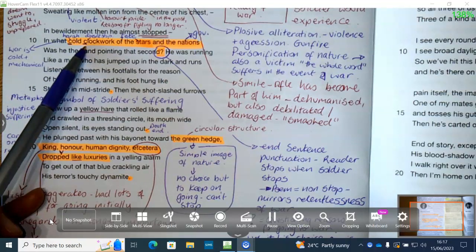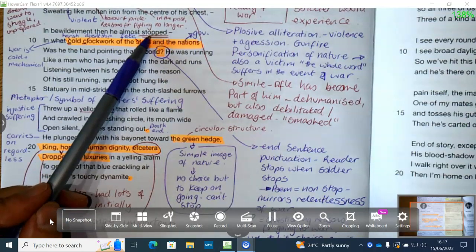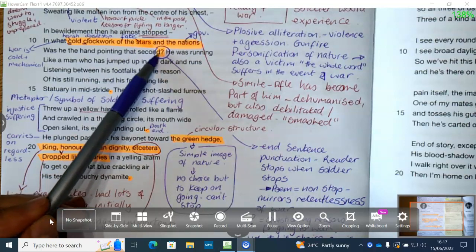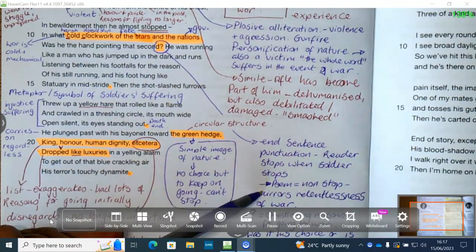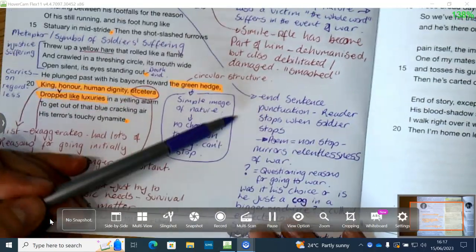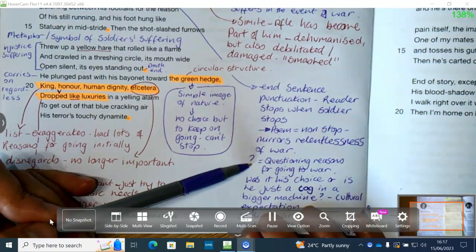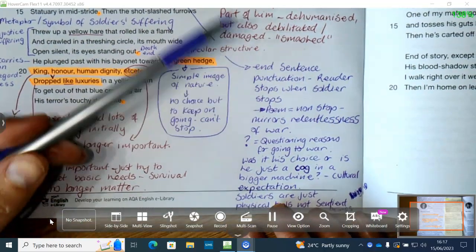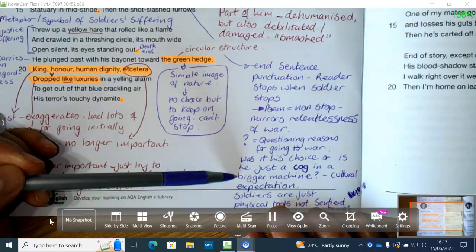Okay, he's never really stopped maybe to think about it, but at this point he stops, because it tells us that he stops, and then the question mark makes the reader stop too. Up until this point, the poem has been non-stop, and this mirrors the relentlessness of war. It's never really stopped. And what the soldier's doing here is he's questioning his reasons for war. He's wondering whether it was actually his choice or whether he's just a cog in a bigger machine.